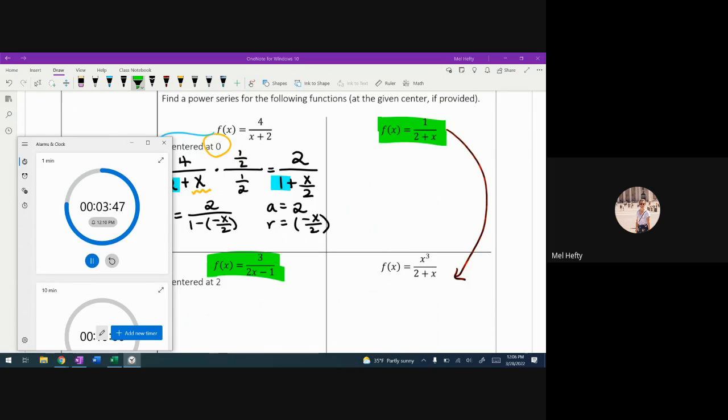No, so theoretically, you could make it whatever center you want. I found it relatively easy to do 0, but it would also be super easy to do like a negative 1 if you want.